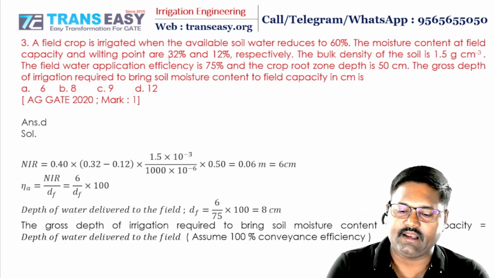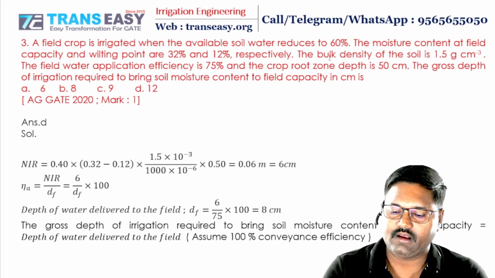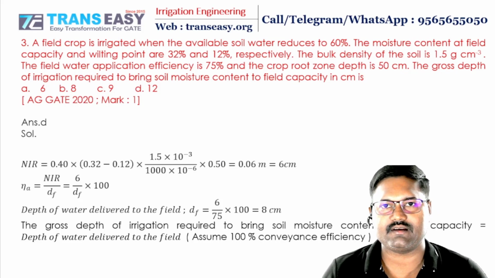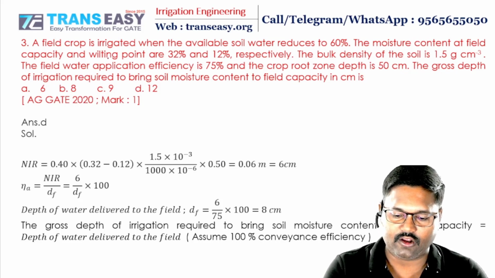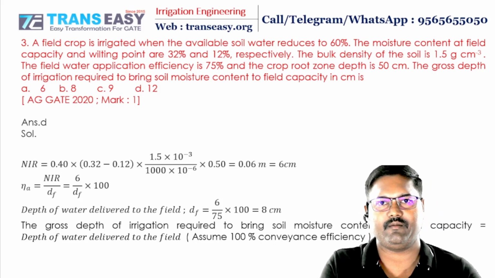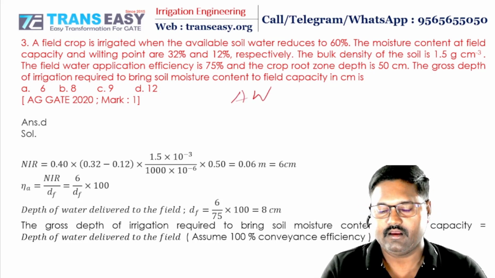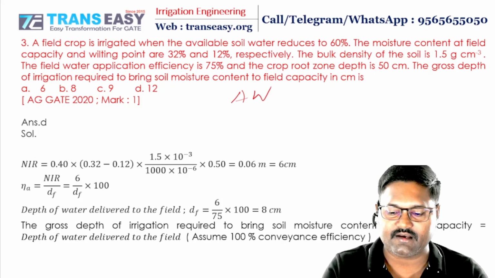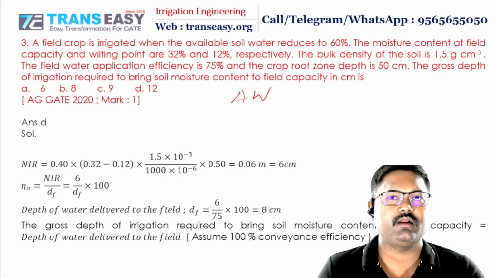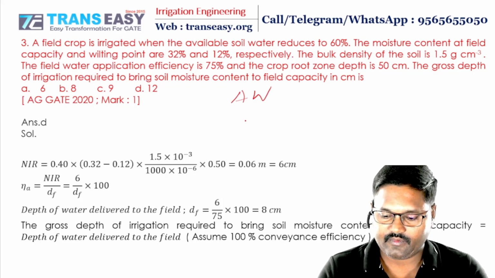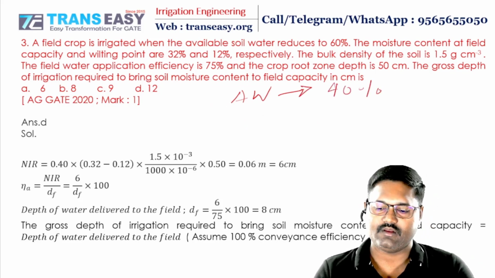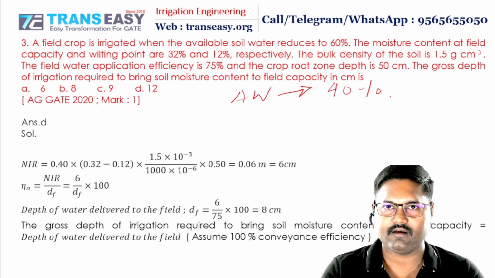A field crop is irrigated when the available soil moisture reduces to 60%. So reduction is of 40%. A field crop is irrigated when the available soil water reduces to 60%. Available water reduces to 60%, यानी 60% है अभी. रिडक्शन कितना का हुआ? डिप्लीशन ऑफ अवेलेबल वाटर 40%. This is depletion of available water.